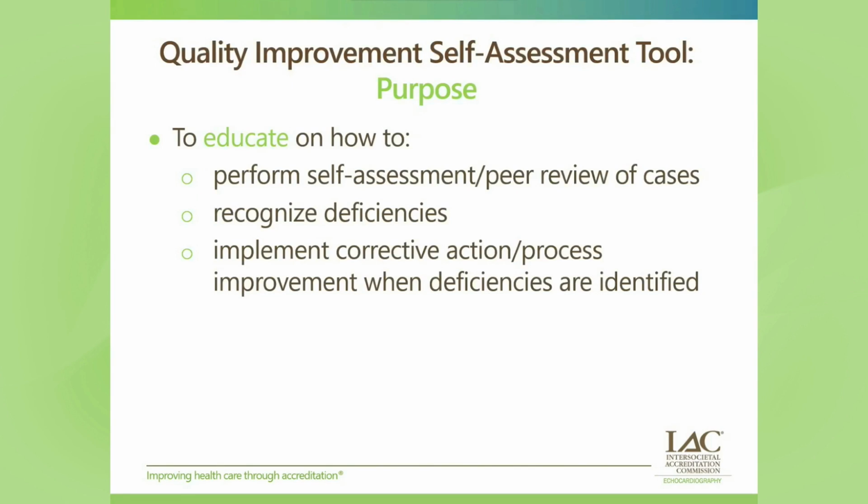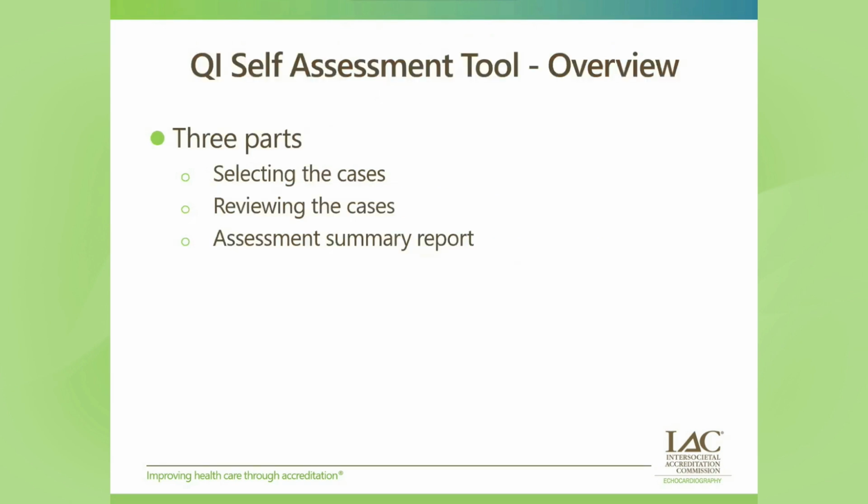The purpose of the QI self-assessment tool is to educate your facility on how to perform a self-assessment or peer review of cases, recognize any deficiencies, and then implement a corrective action or a process improvement plan when deficiencies are identified. The QI self-assessment tool has 3 simple parts: selecting your cases, reviewing the cases, and then an assessment summary report.